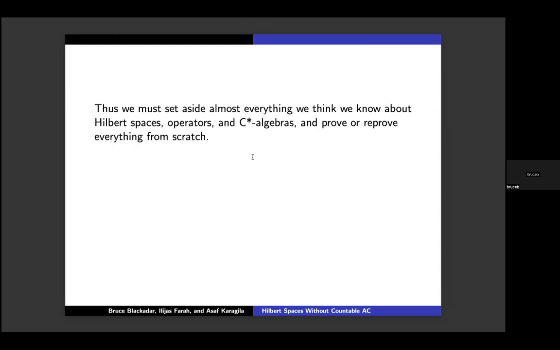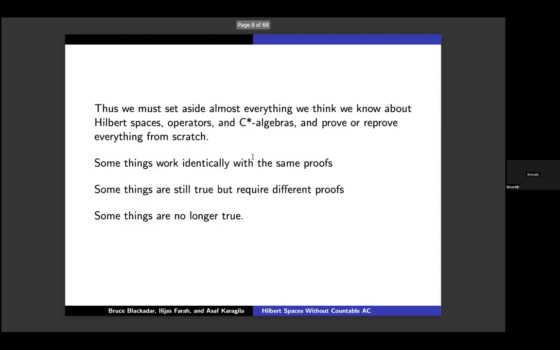So what we have to do is set aside almost everything we think we know about Hilbert spaces, operators, C-star algebras, and more generally Banach spaces. And we have to prove or reprove everything from scratch. You shouldn't forget what you know, because that's a good guide to what you should try to prove. And some things will work identically with the same proofs. Some things are still true, but they require different proofs. And some things are just no longer true.